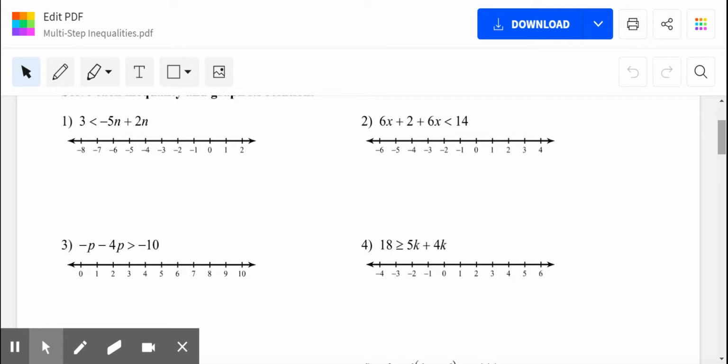Now, on number one, I'm going to do these first four problems in this video. Number one, you have 3 is less than negative 5n plus 2n. Now, we should know from our multi-step equations that we have to combine the like terms, negative 5n and positive 2n. So let's combine those two first.